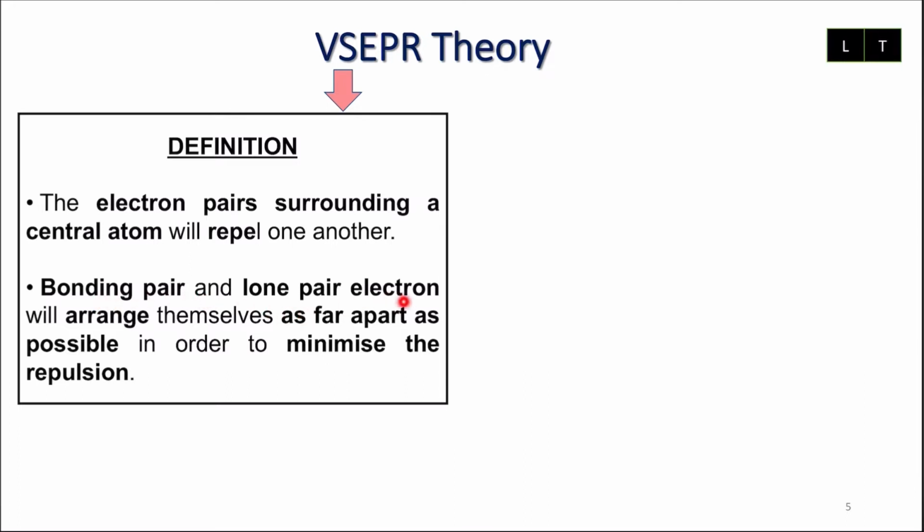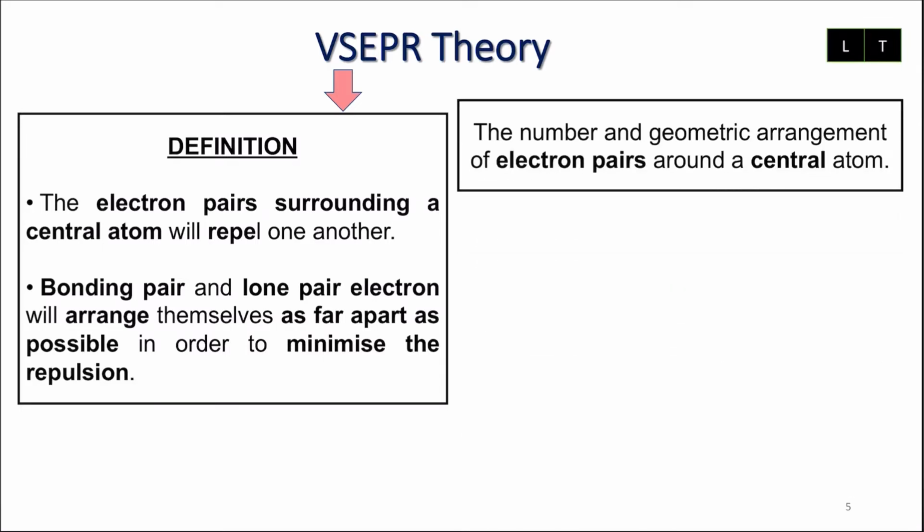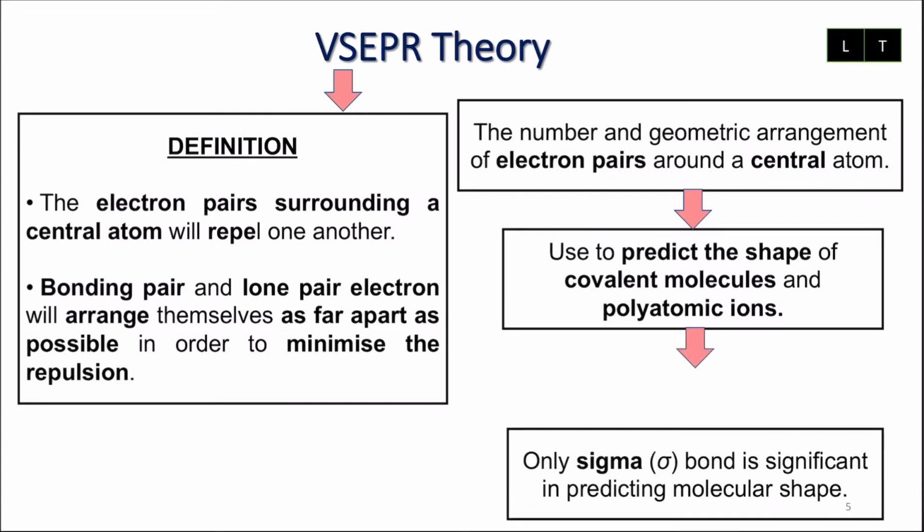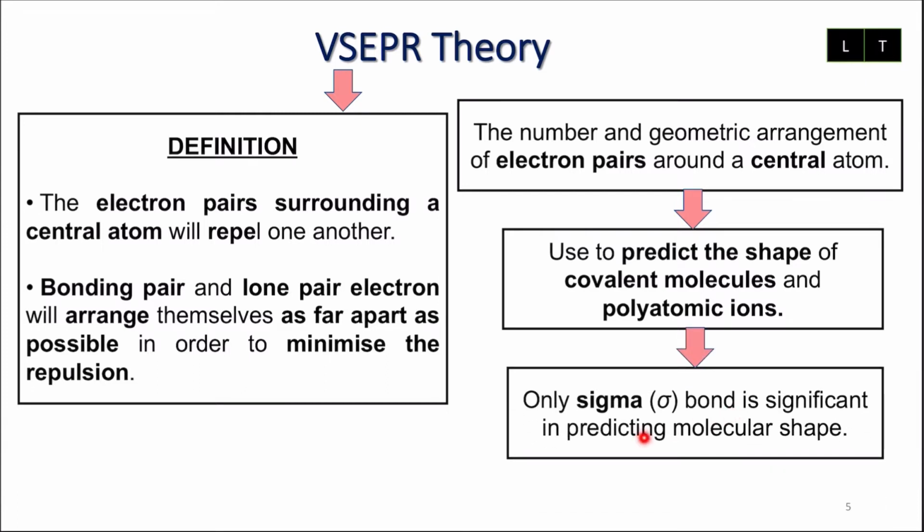Bonding pair and lone pair electrons will arrange themselves as far apart as possible in order to minimize the repulsion. This is how you calculate and determine the number and geometric arrangement of electron pairs around the central atom. By doing this, you can predict the shape of covalent molecules and polyatomic ions. And we can only consider sigma bonds in predicting the molecular shape, or molecular geometry. So this is what we are going to learn in VSEPR theory.